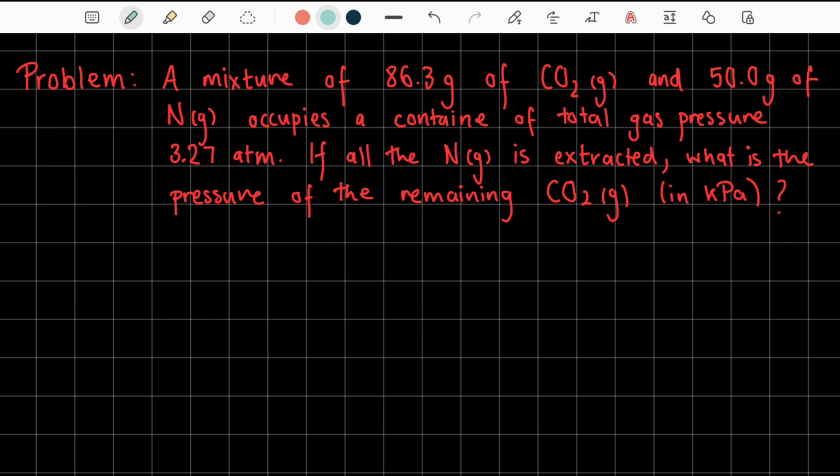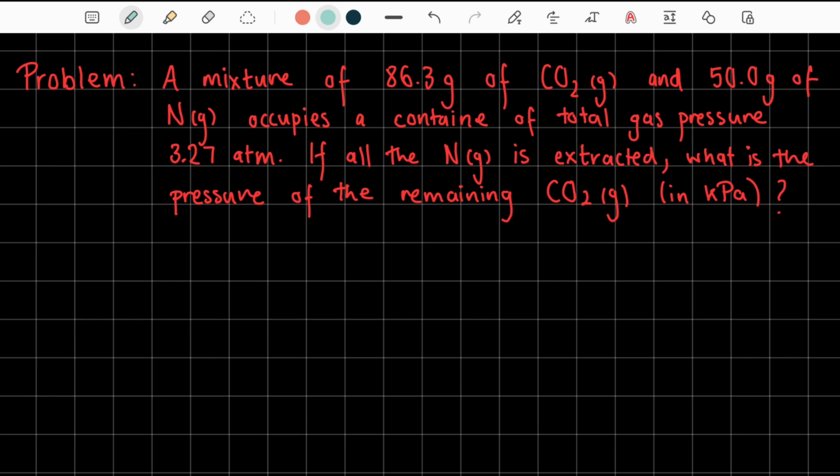Okay, so we have a mixture of 86.3 grams of CO2 gas and 50 grams of nitrogen gas. This occupies a container of total gas pressure 3.27 atm. If all of the nitrogen gas is extracted, what is the pressure of the remaining CO2 gas in kilopascals?